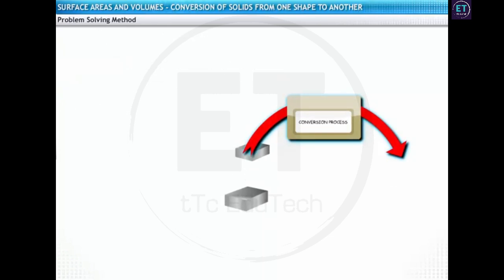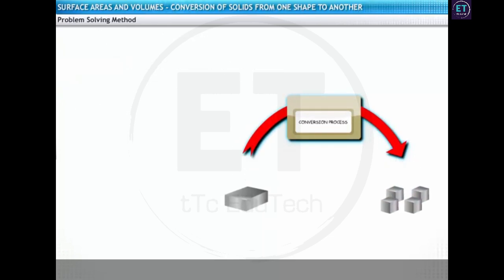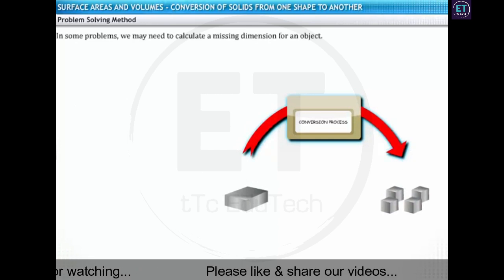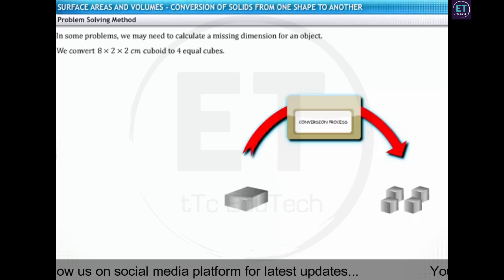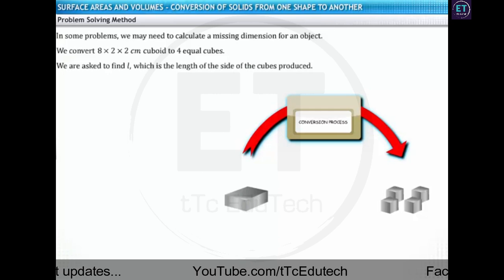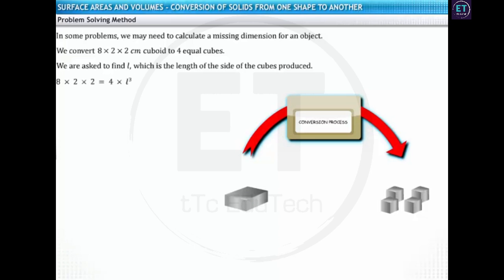In some problems, n is provided, but the dimension of the object may not be. We have to determine the value of the missing dimension. For the example on the screen, we convert an 8 into 2 centimeter cuboid to 4 equal cubes. We are asked to find L, which is the length of the side of the cubes produced. We will equate the volumes to get 8 into 2 equals 4 into L cubed. We will then solve for L to get L equals 2.